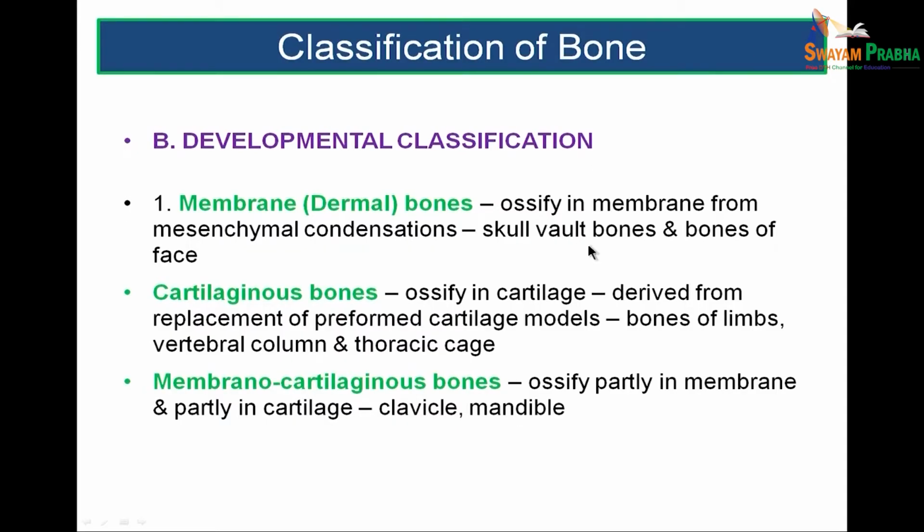Cartilaginous bones, these ossify in cartilage. They are preformed cartilage models in which ossification starts. For example, bones of the limbs, bones of the vertebral column and the thoracic cage, they all have a cartilaginous type of development. Then there are bones that have a combination of membranous as well as cartilaginous. So, they ossify partly in membrane and partly in cartilage like the clavicle and the mandible.